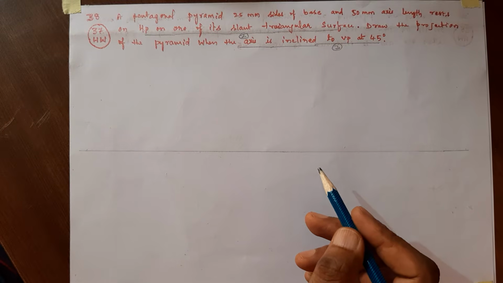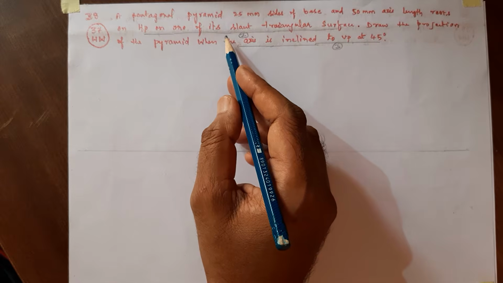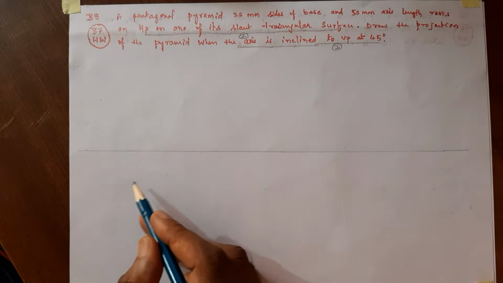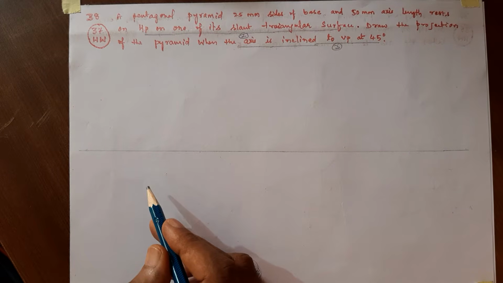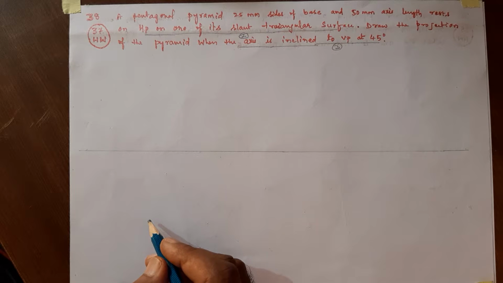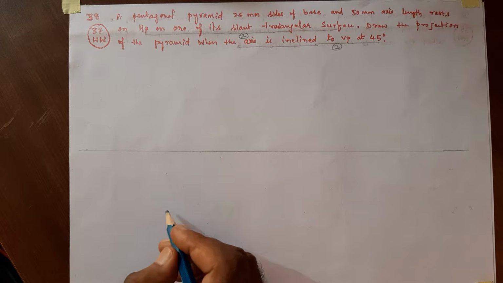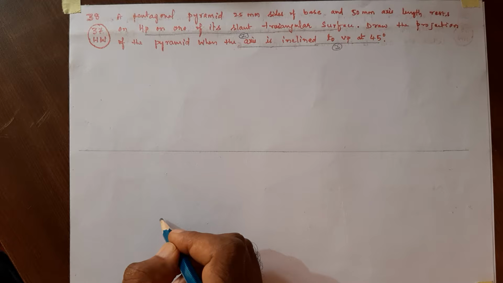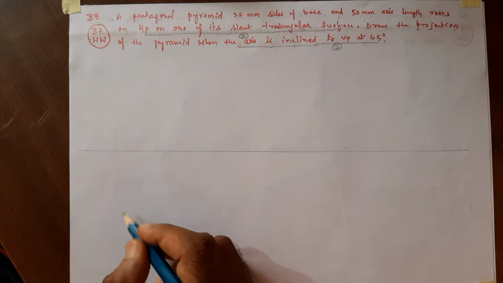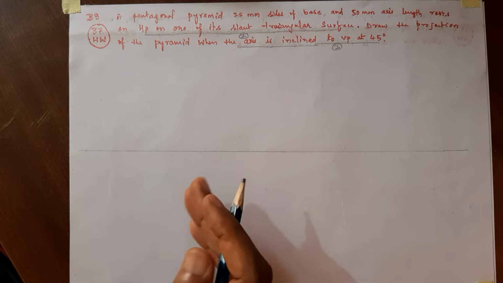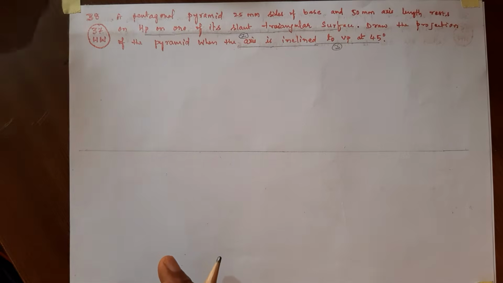Now related to position 1, when slant triangular surface is resting on HP, so in the first portion we have to draw the top view of the pentagonal pyramid, such that the edge should come on the right side. Like that you have to construct the top view of the pentagonal pyramid in the top view, such that the edge should come on the right side.